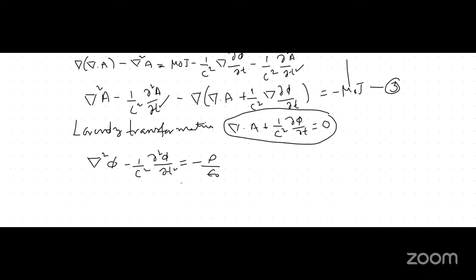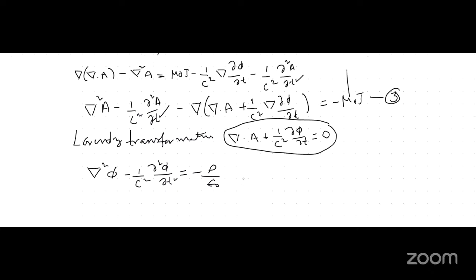And again, we will substitute in equation 3 the same Lorentz condition, so that we will get del square A minus 1 by c square into ∂² A by ∂t² is equal to mu naught J, because this entire term will be 0. This is one equation, say equation number 4. This is another equation, say equation number 5.